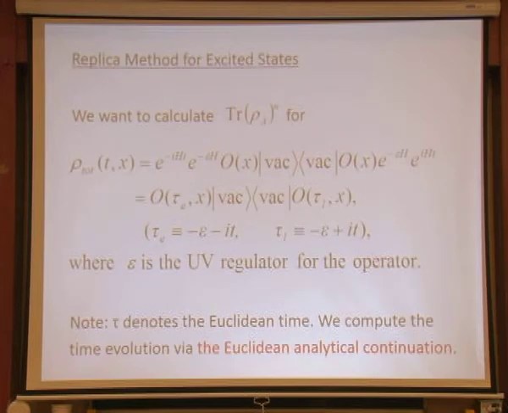Now we use the replica method, which I explained previously, to compute this entanglement entropy for the excited state. We first start with the density matrix which we choose. In the end, we want to compute trace rho_A to the n, take the derivative with respect to n, and we get entanglement entropy. Or we just keep this quantity and compute the Renyi entropy. Anyway, the density matrix, or the wave function of the system, this pure state, is given by this. So we have a local operator acting on the vacuum state.